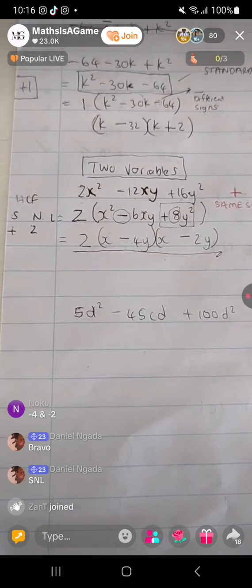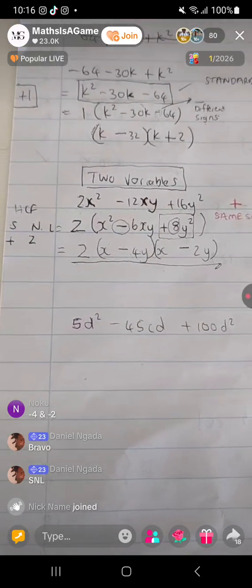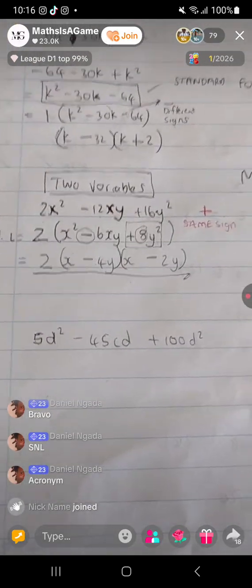Okay, 5d squared minus 45cd plus 100d squared. We want to factorize that fully as well.